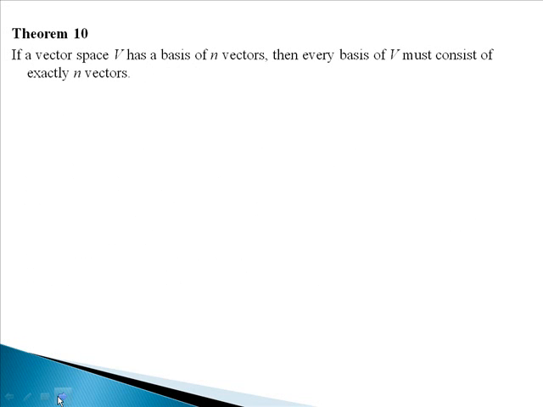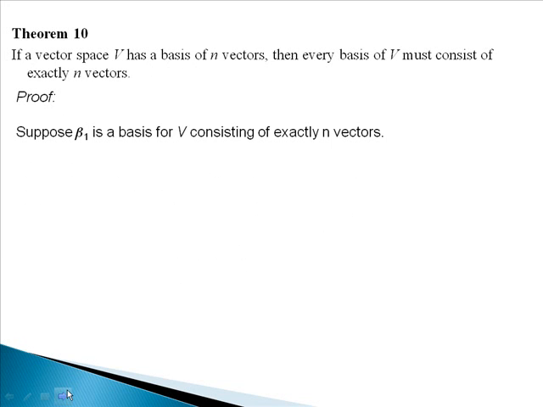Now let's look at theorem 10. If a vector space V has a basis of n vectors, then every basis of V must consist of exactly n vectors. So we're going to look at a proof of this as well. First, let's suppose we have beta sub 1, and that's a basis for V that has exactly n vectors. And now we're going to suppose that beta sub 2 is any other basis for V. And what we're going to do is show that they both have to have exactly n vectors.